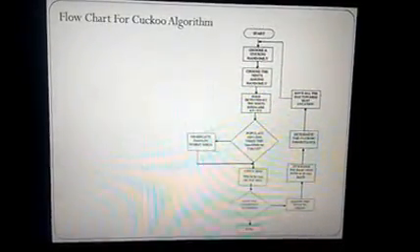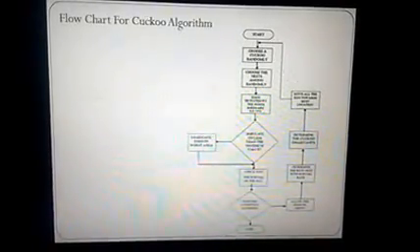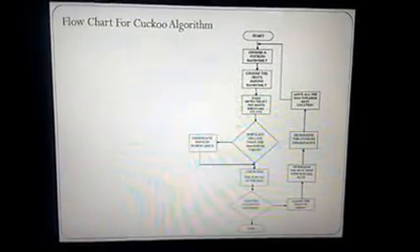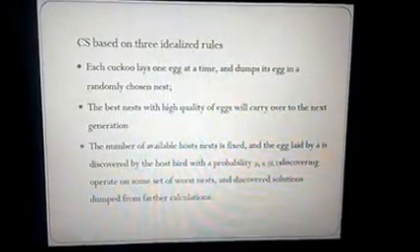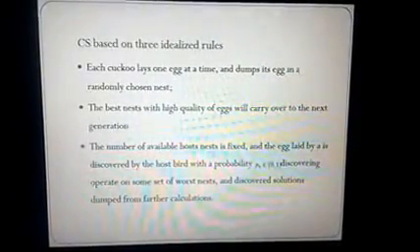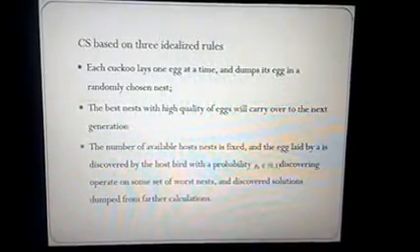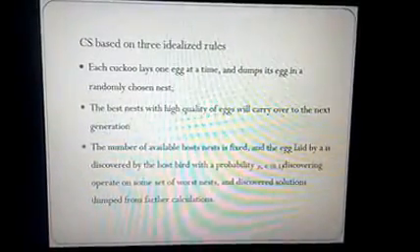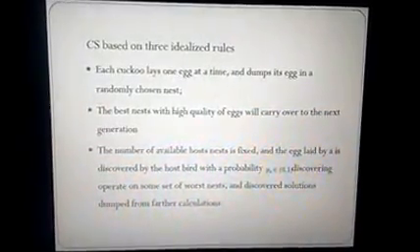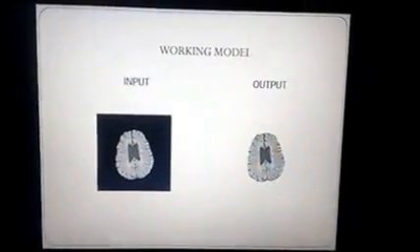It is explained in the manner of a cuckoo, but here it is applied to remove tumors from the brain. The cuckoo algorithm is based on three ideas. Each cuckoo lays one egg at a time and dumps the egg in a randomly chosen nest. The next is that the best nests with high quality eggs will carry over to the next generation. The number of available host nests depends upon the probability function. And this is in our working model.